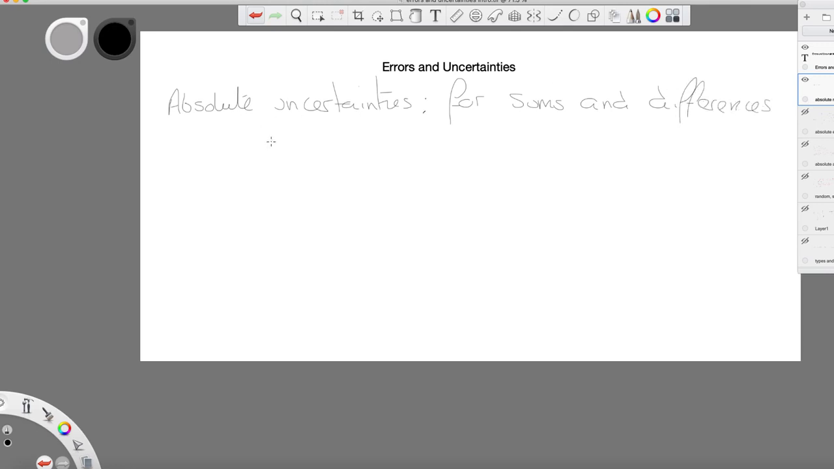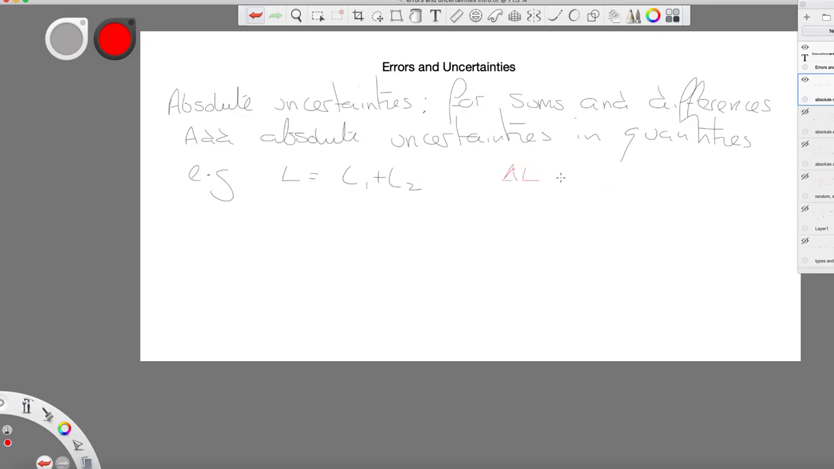So for sums and differences, you have adding the absolute uncertainties in the quantities. So if, for example, L equals L1 plus L2, then the absolute uncertainty in L is the absolute uncertainty in L1 plus the absolute uncertainty in L2.